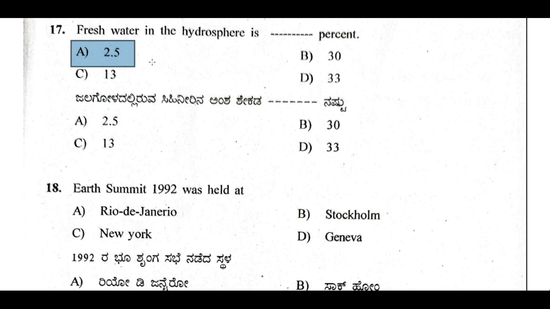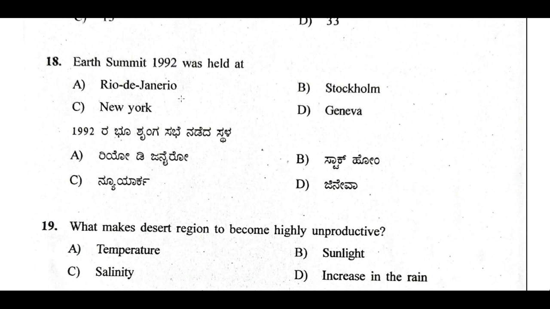Question number 18. The Earth Summit 1992 was held at, option A, Rio de Janeiro; option B, Stockholm; option C, New York; or option D, Geneva? So where was the 1992 Earth Summit held? The United Nations Conference on Environment and Development, which is also called the Earth Summit, was held from 3rd to 14th June 1992 at Rio de Janeiro. The right option is option A, Rio de Janeiro.